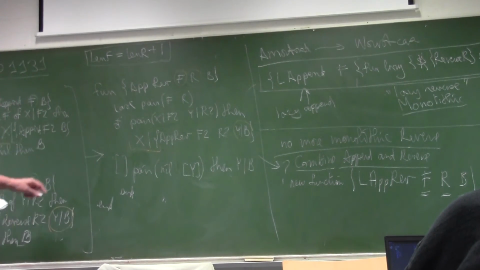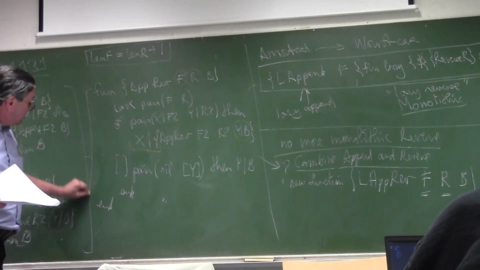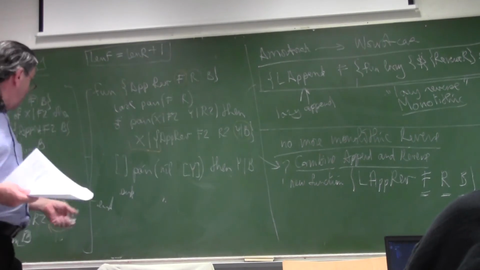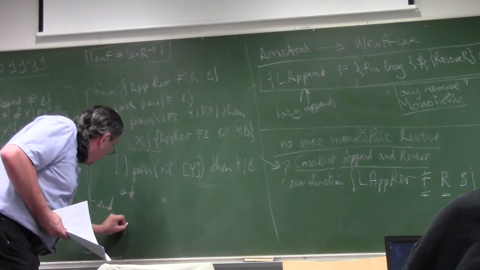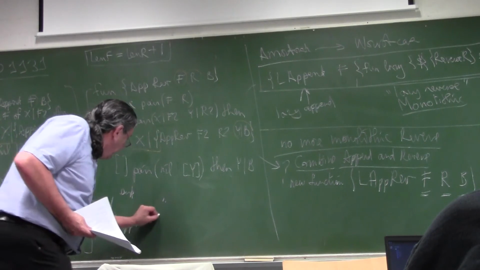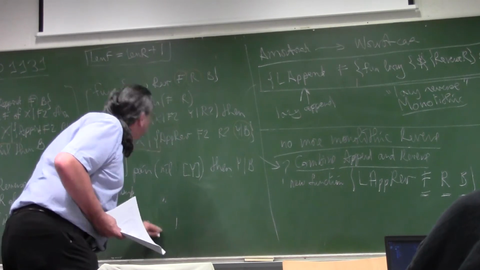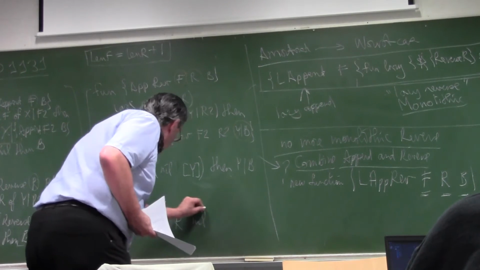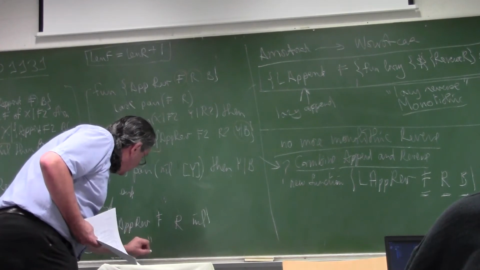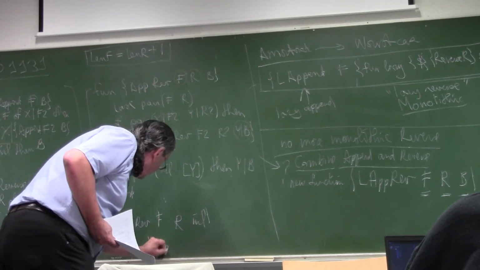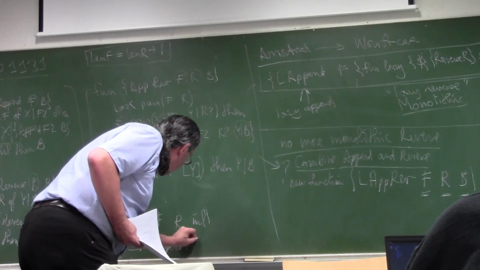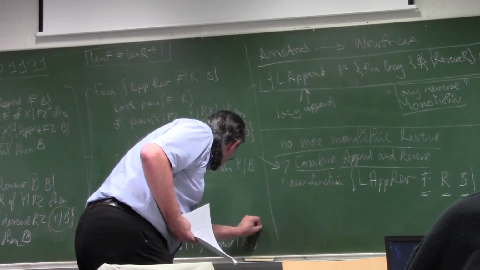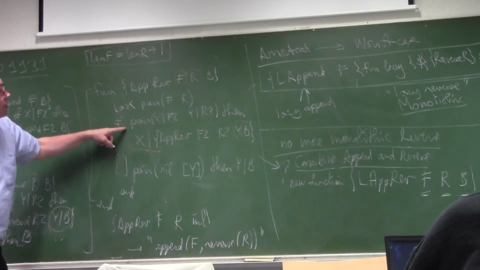So here, what is this function actually doing now? It's appending f with the reverse of r. So when I call Apprev of f r nil, it's computing the append of f with the reverse of r, right? That's what it's computing actually.